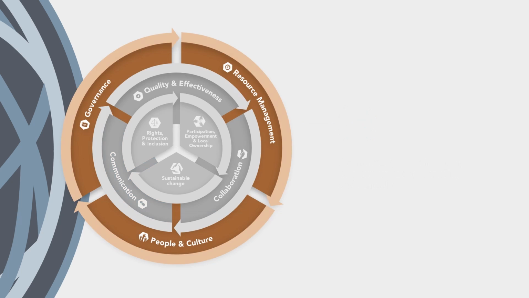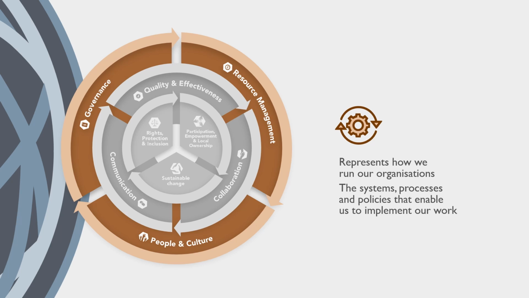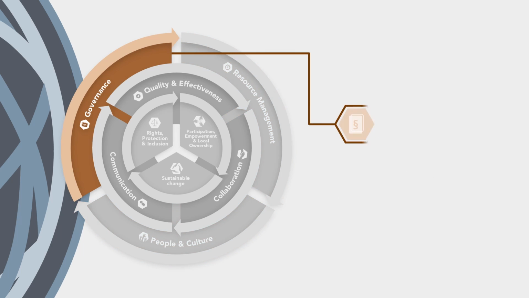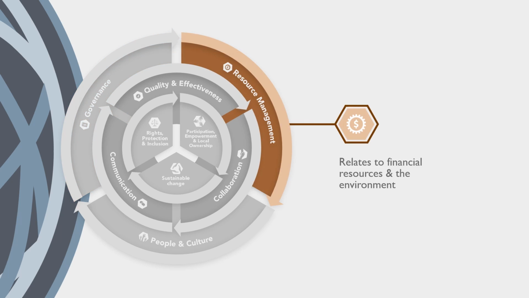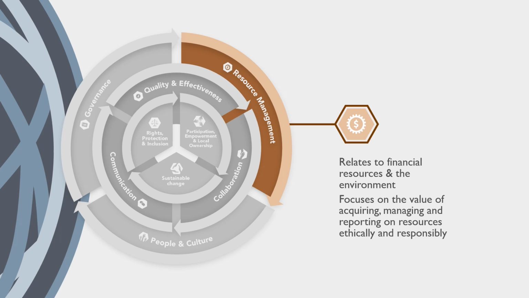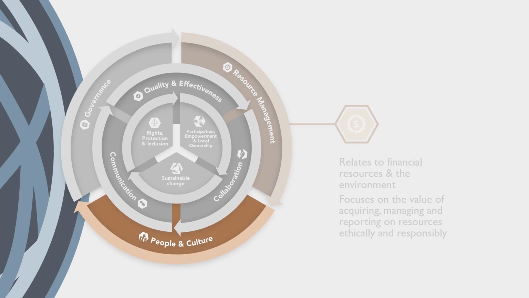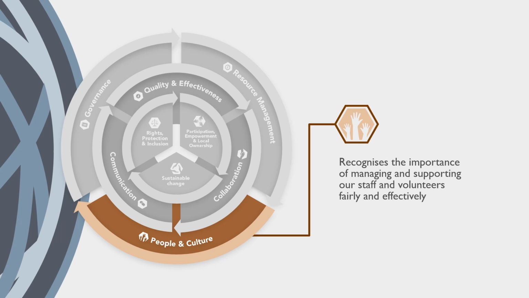In the outer cluster, we have the final 3 quality principles, which represent how we run our organisations, the systems, processes and policies that enable us to implement our work. The quality principle relating to governance requires us to govern our organisations in an accountable, transparent and responsible way. Resource management relates to financial resources and the environment, focusing on the value of acquiring, managing and reporting on resources ethically and responsibly. And finally, people and culture recognises the importance of managing and supporting our staff and volunteers fairly and effectively.